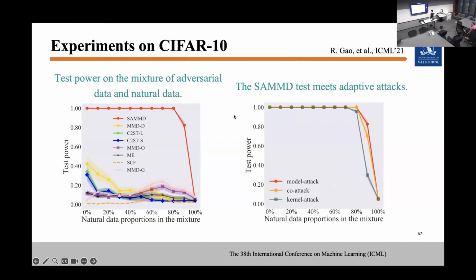From this picture, I think it cannot answer the question of whether they are from different distributions if you mix the adversarial data with natural data. Yeah, it's still different because we mixed it. The mixture of natural and adversarial data has a different distribution compared to the adversarial data distribution or the natural data distribution. Okay, thank you.